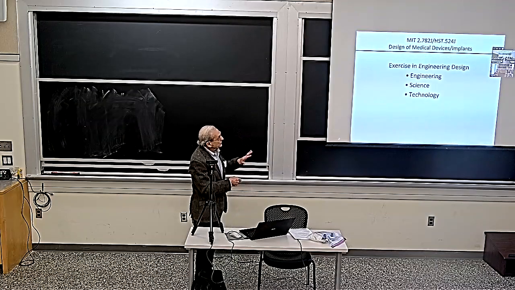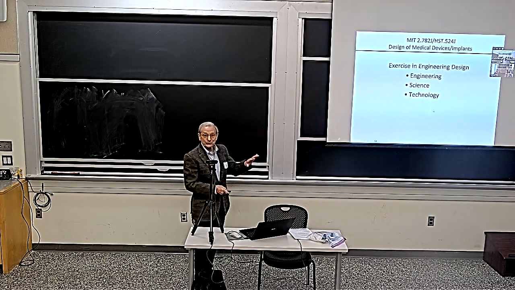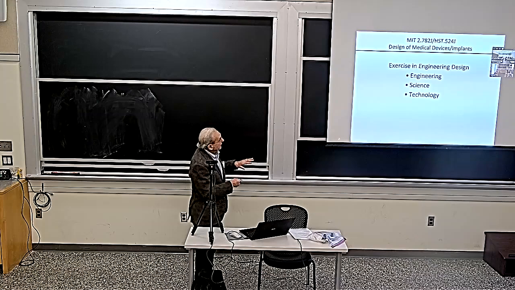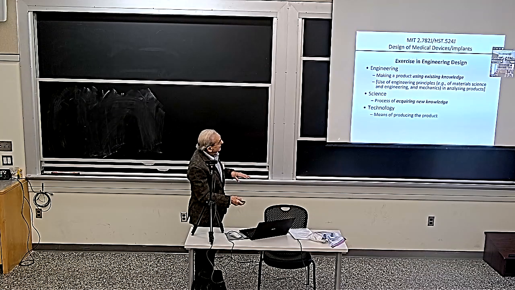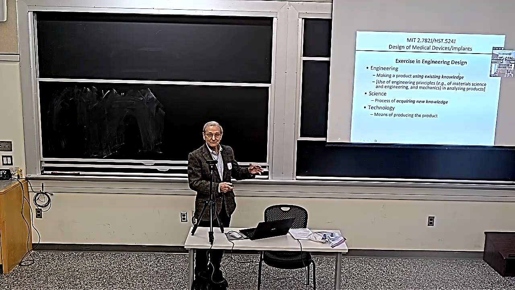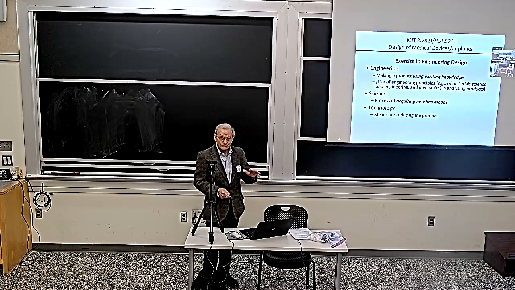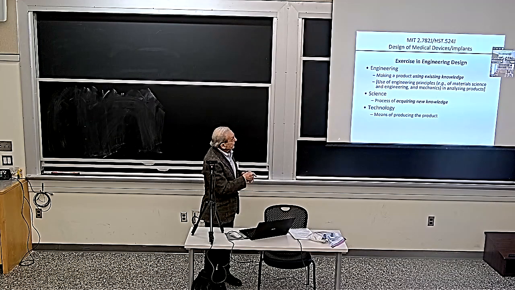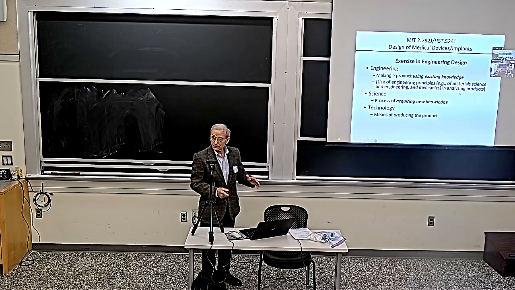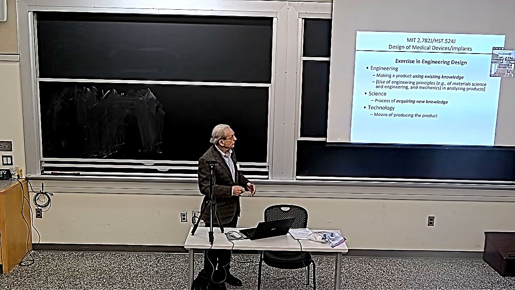Okay. So just quickly, engineering, science, and technology. These words you hear all the time. Engineering is making a product using existing knowledge. It's a kind of different definition of engineering, but I love it. The key is there's existing knowledge. You use engineering principles, understanding that existing knowledge could relate to material science, mechanics. That's important. You're using your engineering skills.